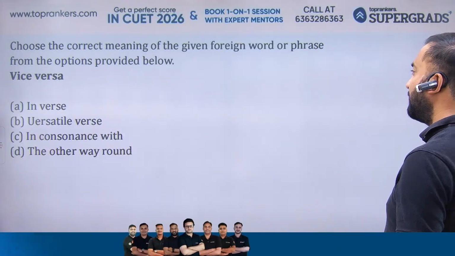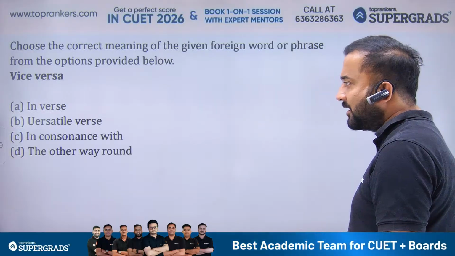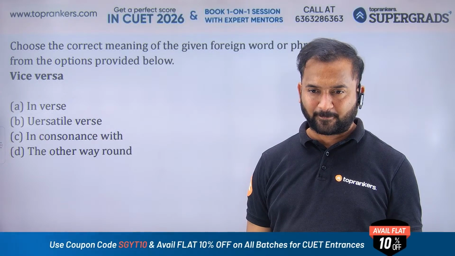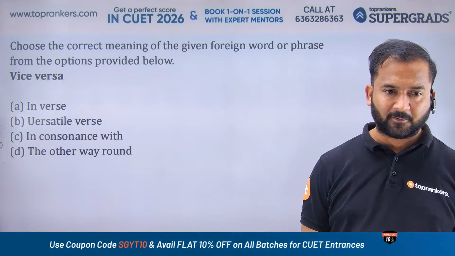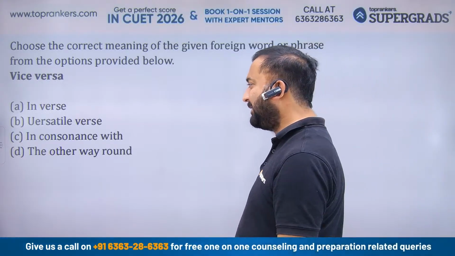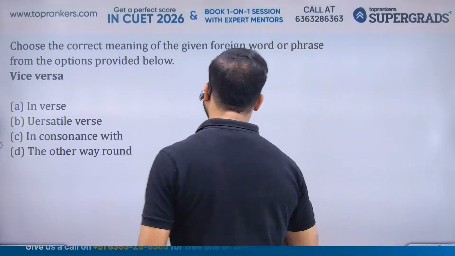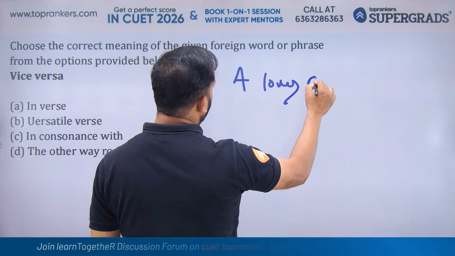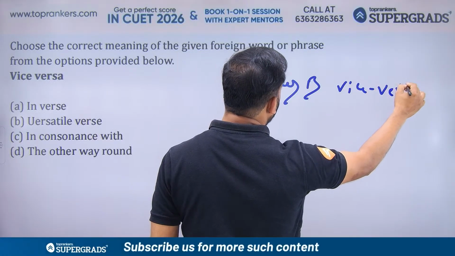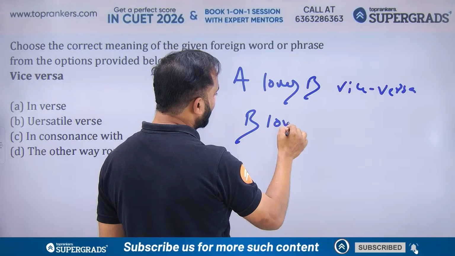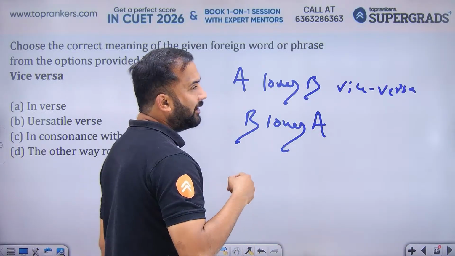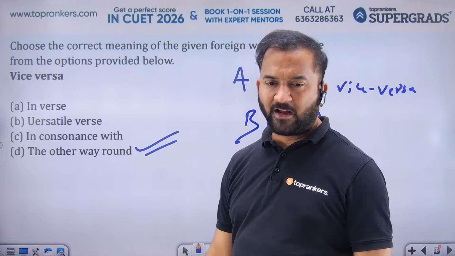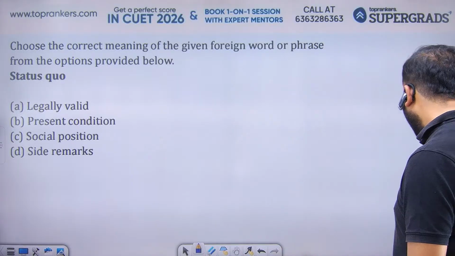Let's move to the next one. Vice versa. I think vice versa is a foreign phrase that I believe everyone understands. Vice versa means the other way around. If I say A loves B, vice versa, this means B also loves A. That is how you use it. So, the other way around. That was your 10th question, if I'm right.